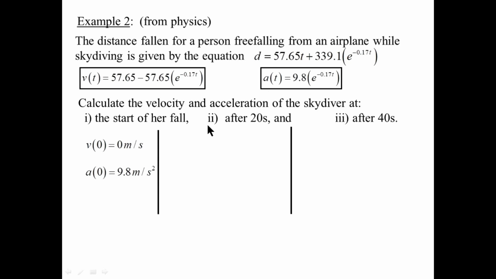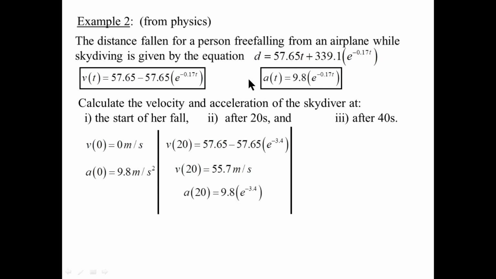The velocity at 20 seconds, we'll take 20 and substitute it in here for t and do the math. And v at 20 is 55.7 meters per second, while the acceleration at that time, taking 20 and subbing it in for t, turns out to be just 0.33 meters per second per second. So the acceleration has certainly dissipated from 9.8 meters per second per second all the way down to 0.33 in just 20 seconds.